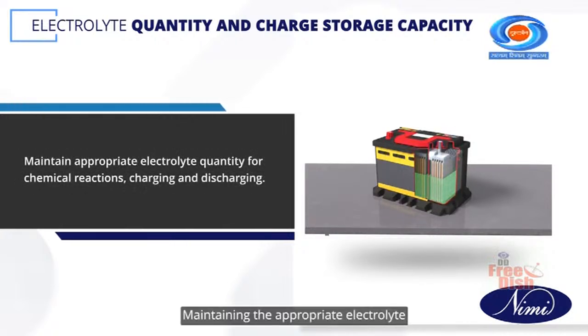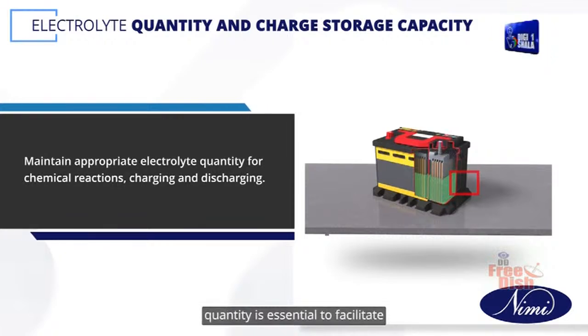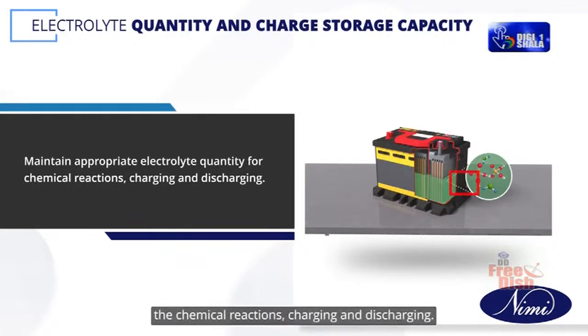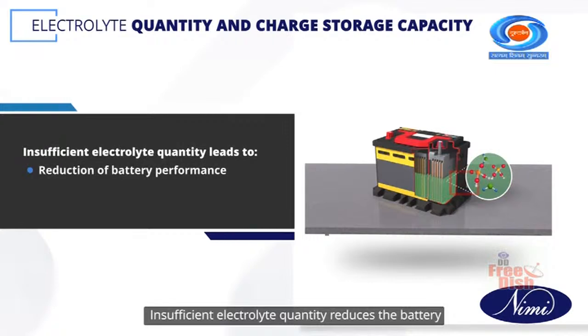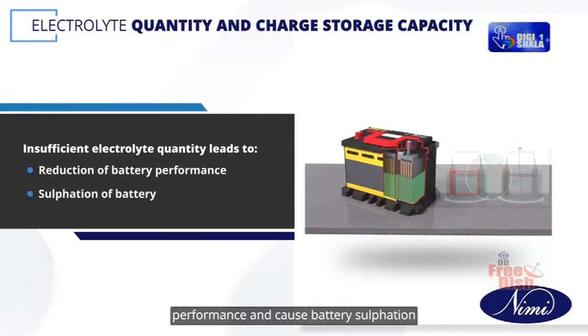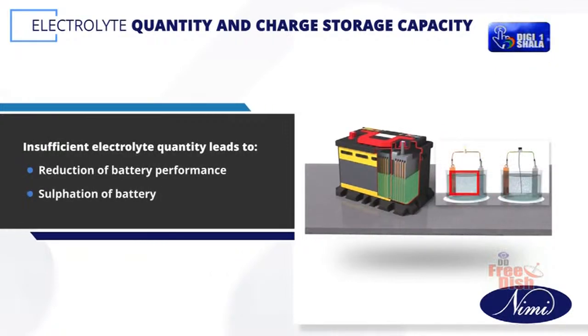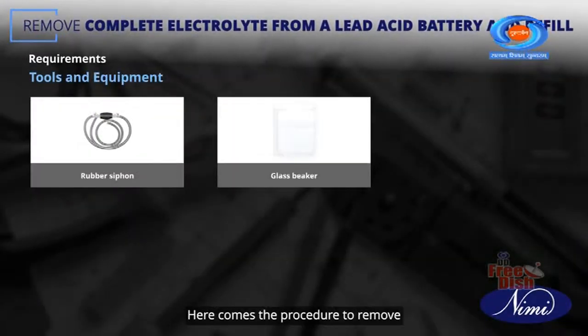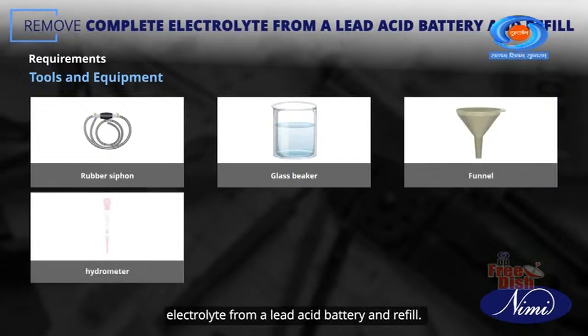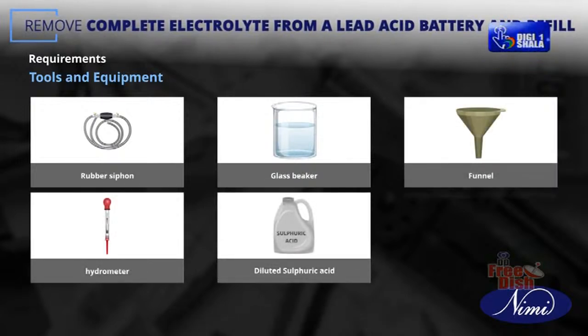Maintaining the appropriate electrolyte quantity is essential to facilitate the chemical reactions, charging and discharging. Insufficient electrolyte quantity reduces the battery performance and causes battery sulfation. Here comes the procedure to remove electrolyte from a lead acid battery and refill.